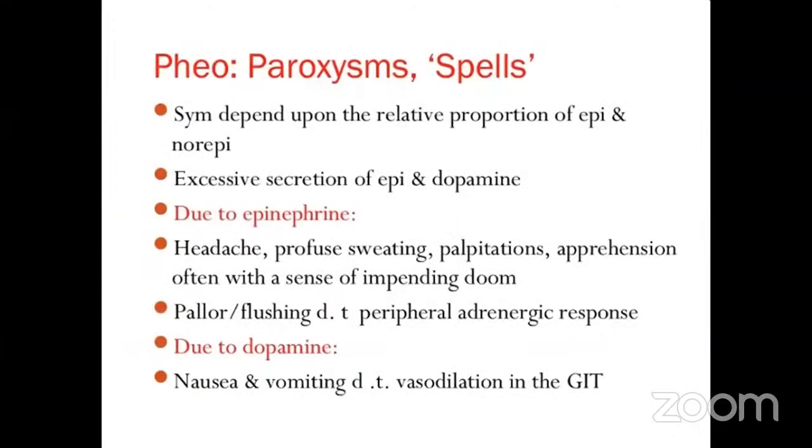Symptoms. Paroxysmal symptoms depend upon the relative proportion of epinephrine, norepinephrine, and the excessive secretion of epinephrine and dopamine. Symptoms that occur due to epinephrine secretion are headache, profuse sweating, palpitations, apprehension, often with a sense of impending doom, pallor and flushing due to peripheral adrenergic response. And the symptoms due to dopamine include nausea and vomiting due to vasodilation in the gastrointestinal tract.